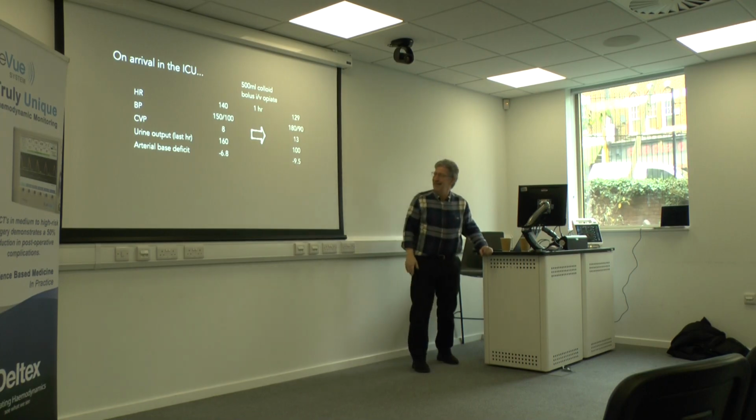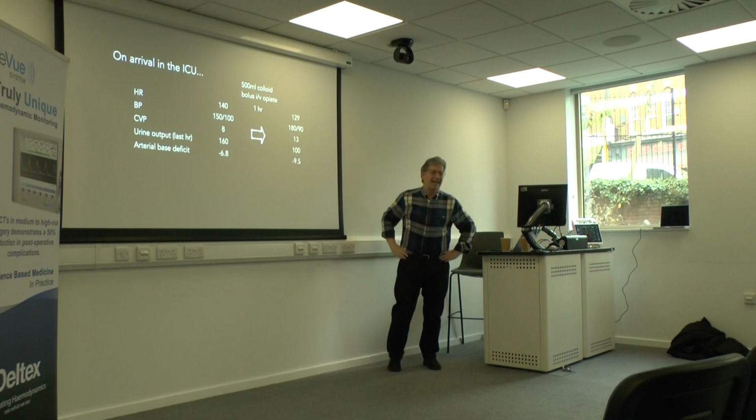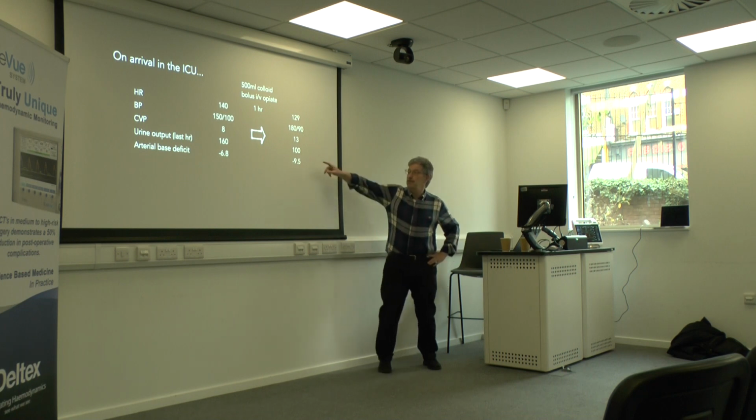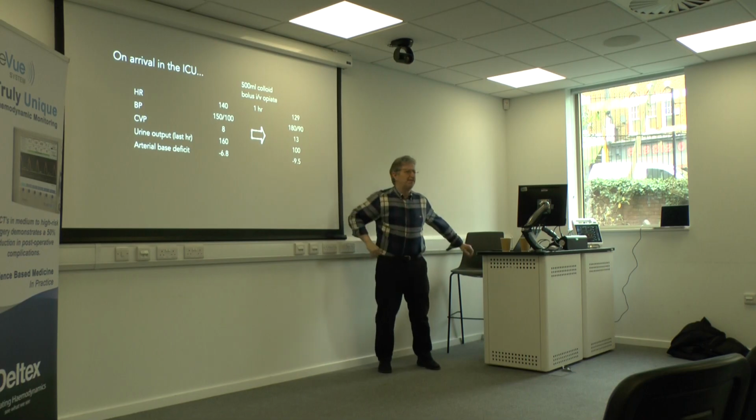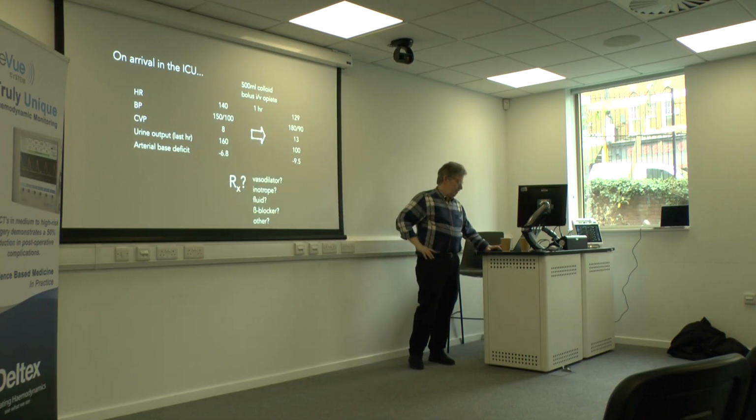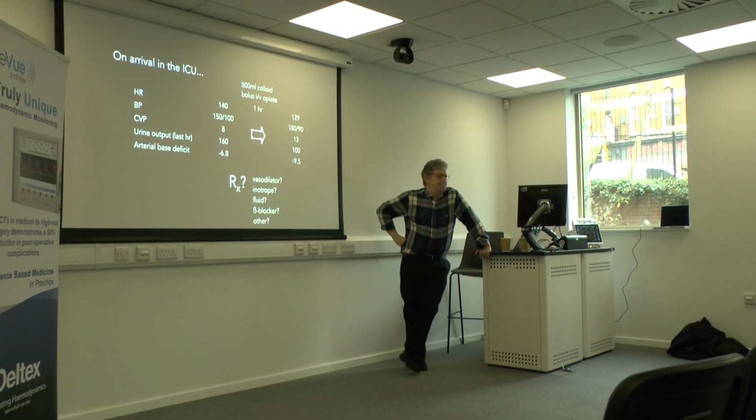Yep. And an hour later, he was still tachycardic, a little bit better. Blood pressure was, if anything, a bit higher. CVP had gone up from 8 to 13. He was still peeing well. It was more acidotic. So, a vasodilator? Any other offers?